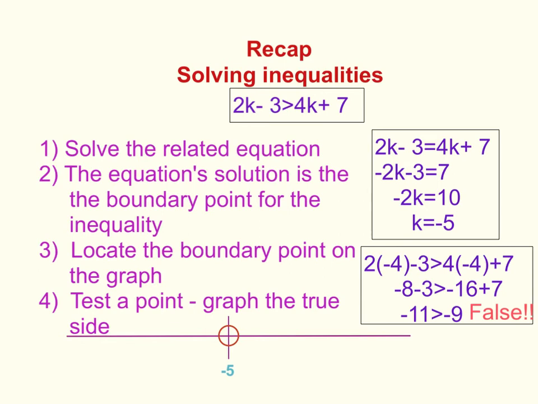Since that was false, that means that the side containing negative 4 doesn't make the inequality true. That means that I want to graph the other side. And the side containing negative 4 was to the right of the boundary point, so that means my solution will be on the left side of my boundary point. So I'm going to put an open circle at negative 5, and then I'm going to graph all of the points to the left of negative 5, because those were the points that make my inequality true.